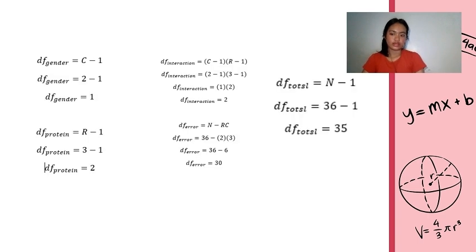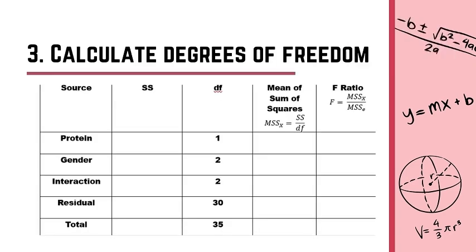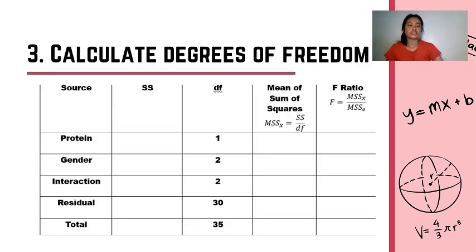In this slide, you can see how the DF are calculated. For the DF gender, C minus 1. For the protein, R minus 1. For the interaction, C minus 1 times R minus 1. For the DF error or the residual, N minus R times C. And for the total, N minus 1. You put the results in the table so you can navigate or track the results.